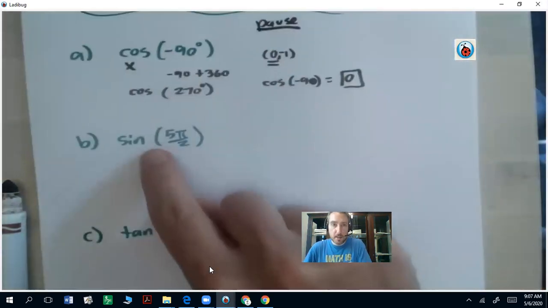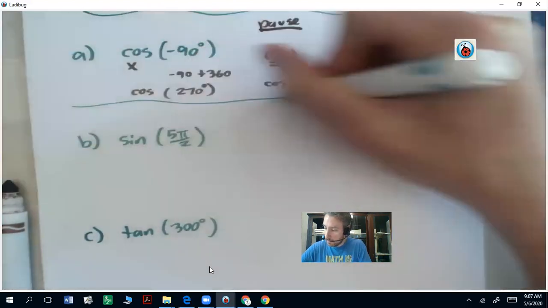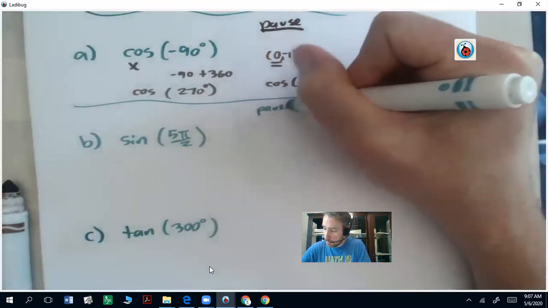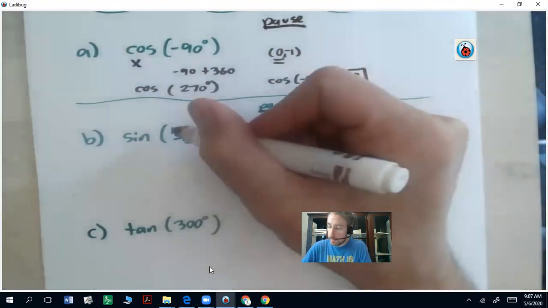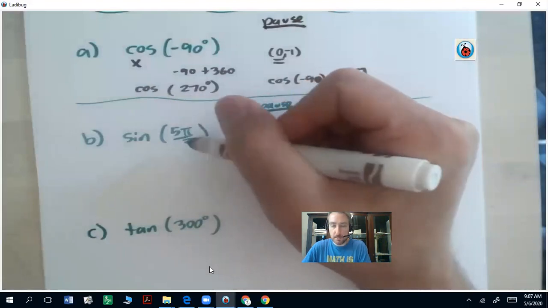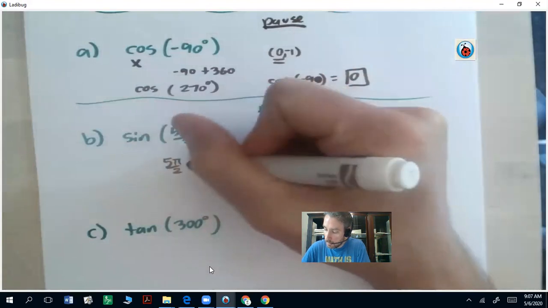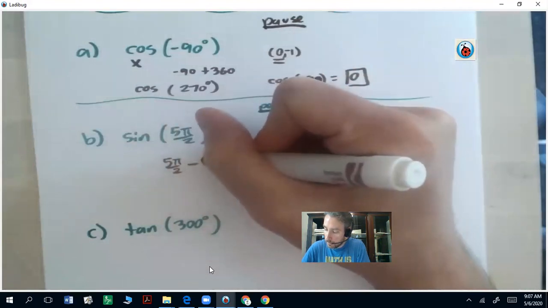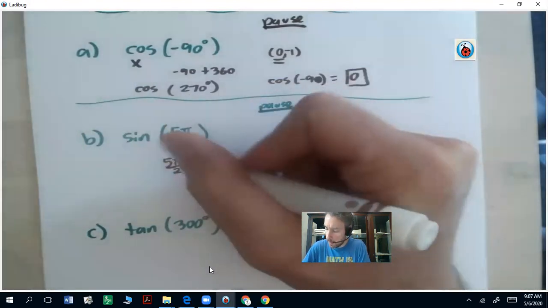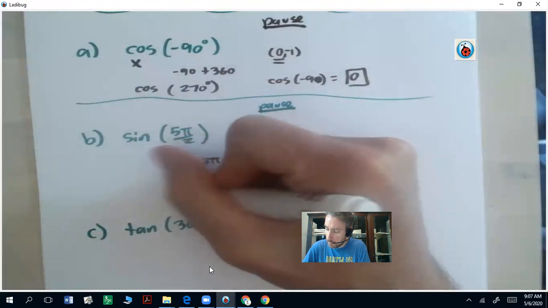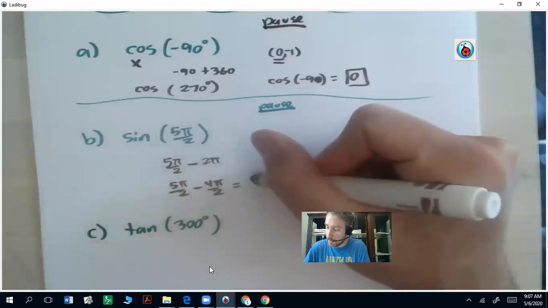All right, letter B, sine of 5 pi over 2. If you didn't try this one yet, pause it. All right, 5 pi over 2 is greater than 2 pi. So we are going to have to convert that. 5 pi over 2, we're going to minus 2 pi. And we want to convert that 2 pi to 4 pi over 2. So 5 pi over 2 minus 4 pi over 2, because those are equivalent, is going to be 1 pi over 2.